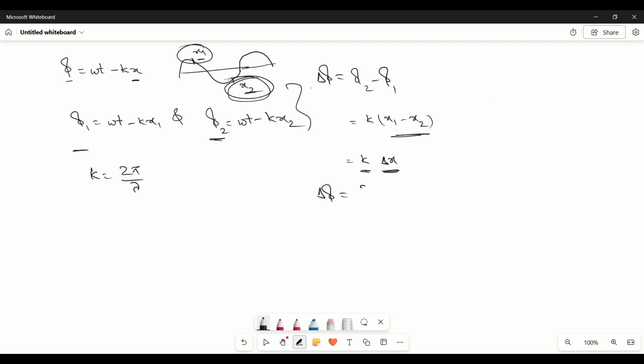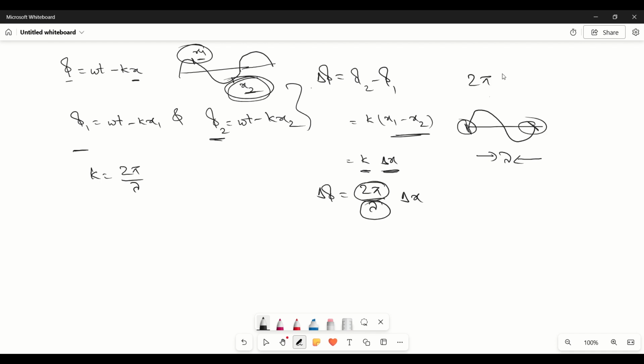Observe that for a path difference of lambda, there is a phase difference of 2 pi in the case of a wave. So when a wave has propagated in the forward direction with a path difference of lambda, the phase difference between these two points is 2 pi. Remember this condition based on this equation.